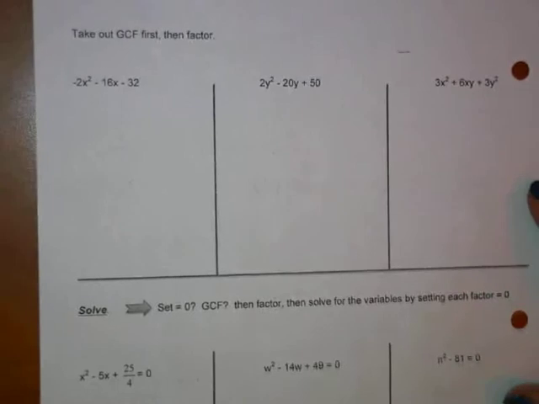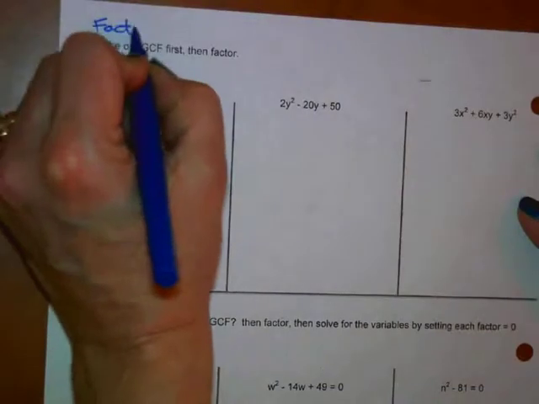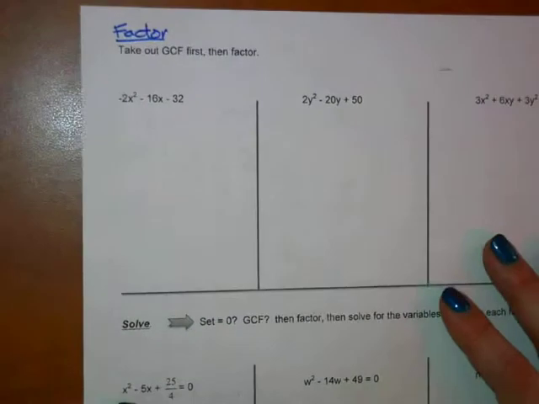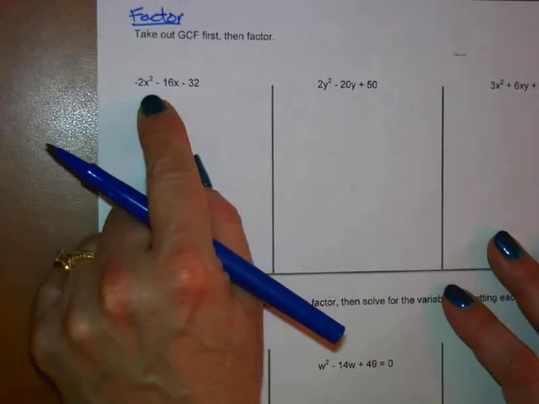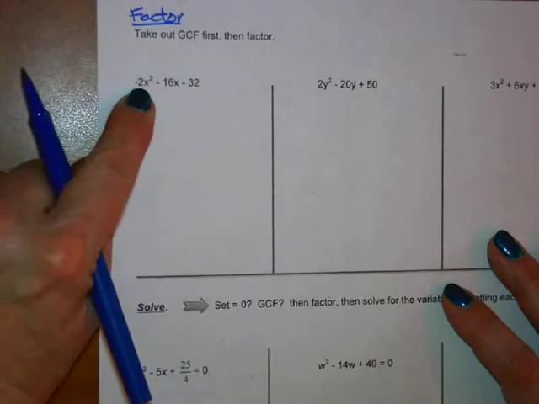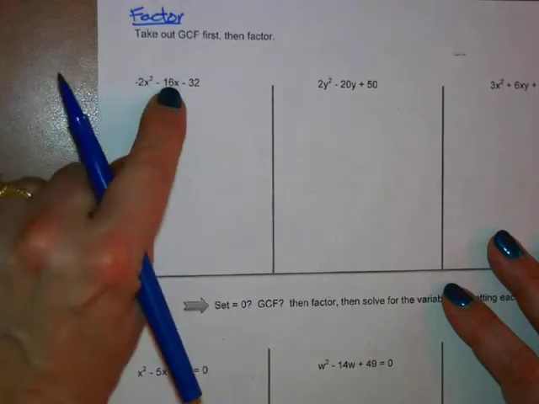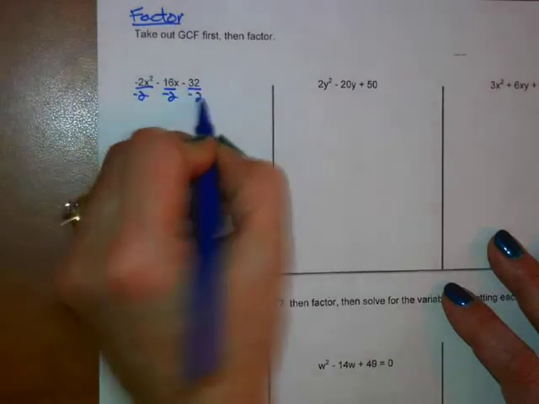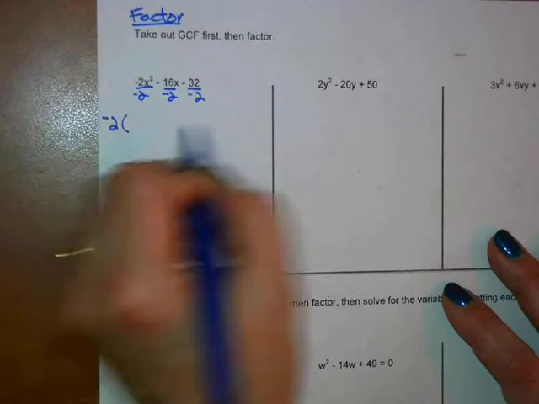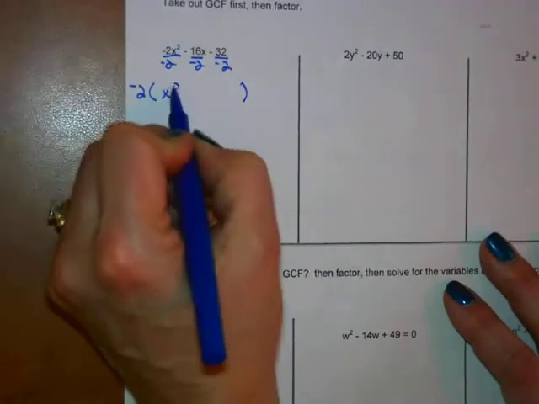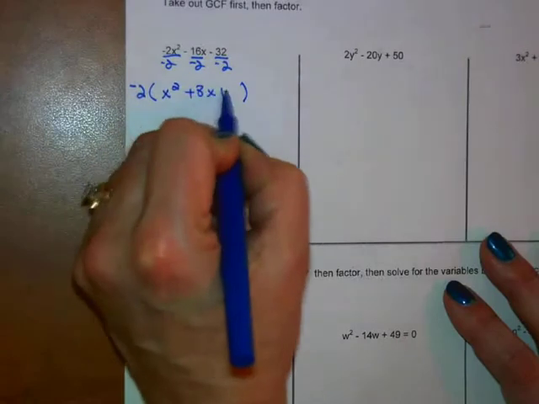All right, the directions here are to factor. Take out the greatest common factor first and then factor. Okay, so wait a minute. Be careful. We have a what here? Yeah, let's get rid of that. Not just a -1, but a what? Let's take out a -2. Put that out front and rewrite your trinomial. So it'd be x squared plus 8x plus 16.